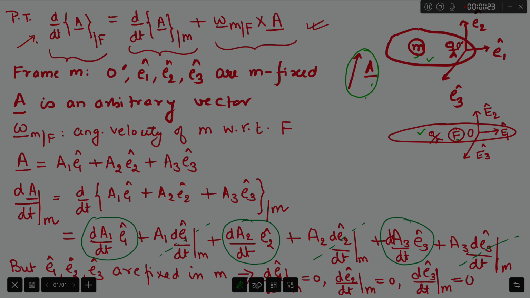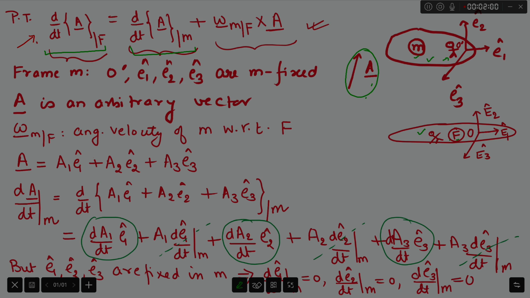And they report that the vector is changing. In general, the vector is changing. Our friend who is tied to frame F reports that change as what I have shown here. Symbolically, rate of change of vector A as observed by the observer tied to frame F. Whereas our friend who is tied to frame M reports this much change in the vector A.